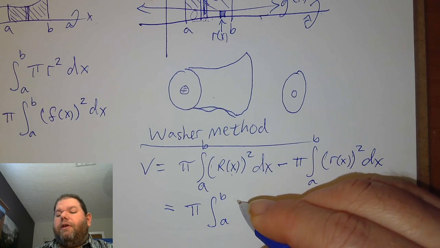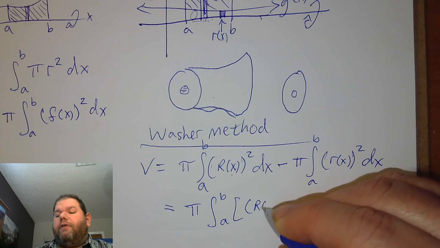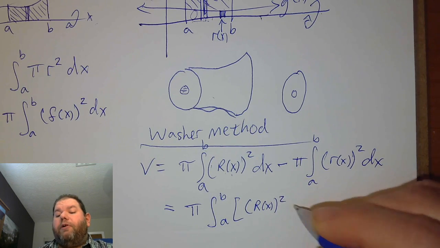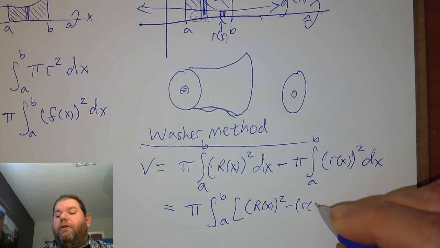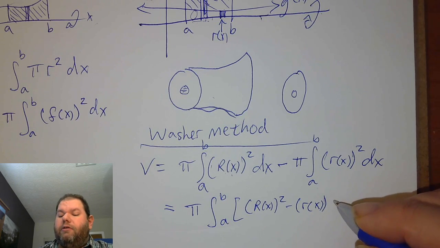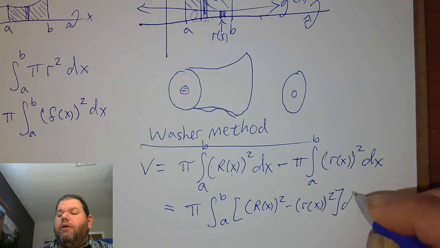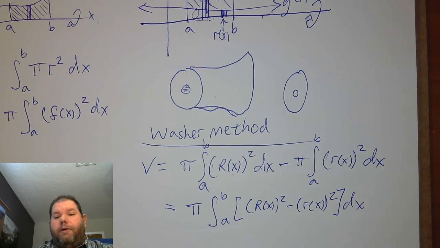But we can actually put that as capital R of x squared minus little r of x squared, integrated and then multiplied by pi. So either format there is fine.